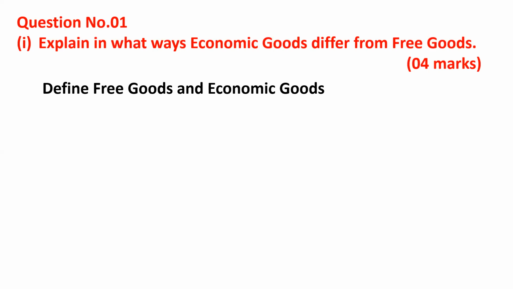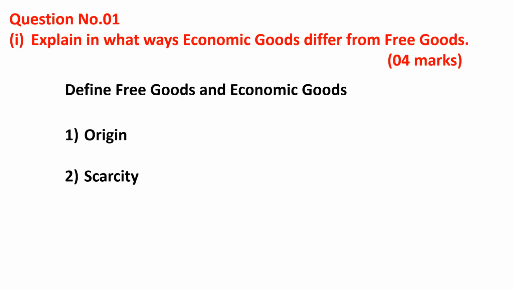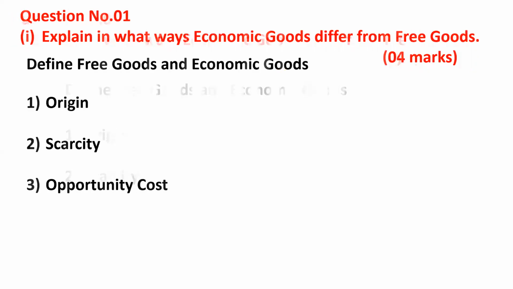And then when you compare free goods and economic goods, there are certain areas that you have to compare. Number 1, origination. You can take this as another point. How free goods are originated. How economic goods are originated. That you have to briefly explain. And then scarcity. Which goods are scarce? Which goods are non-scarce? You have to briefly explain. And then opportunity cost.